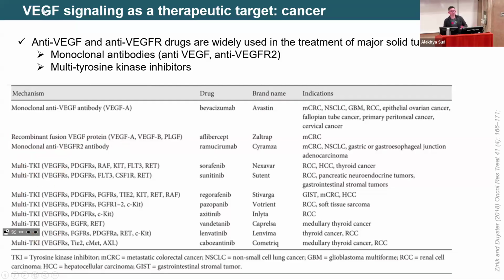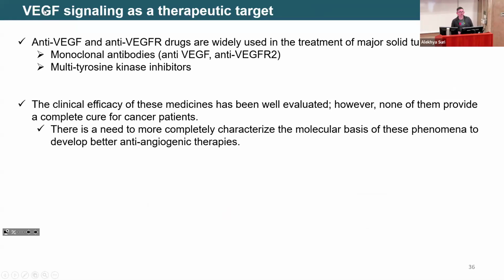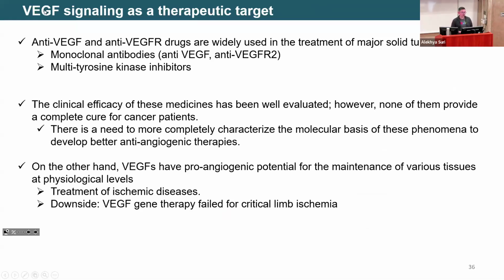This is just an FYI slide. I only really need you to understand that targeting the pathway is used therapeutically in the fight against cancers. These are relatively efficacious drugs, but none of them provide a complete cure, so we have to keep doing research and asking for money to do more research to improve these anti-angiogenic therapies that prevent cancer.